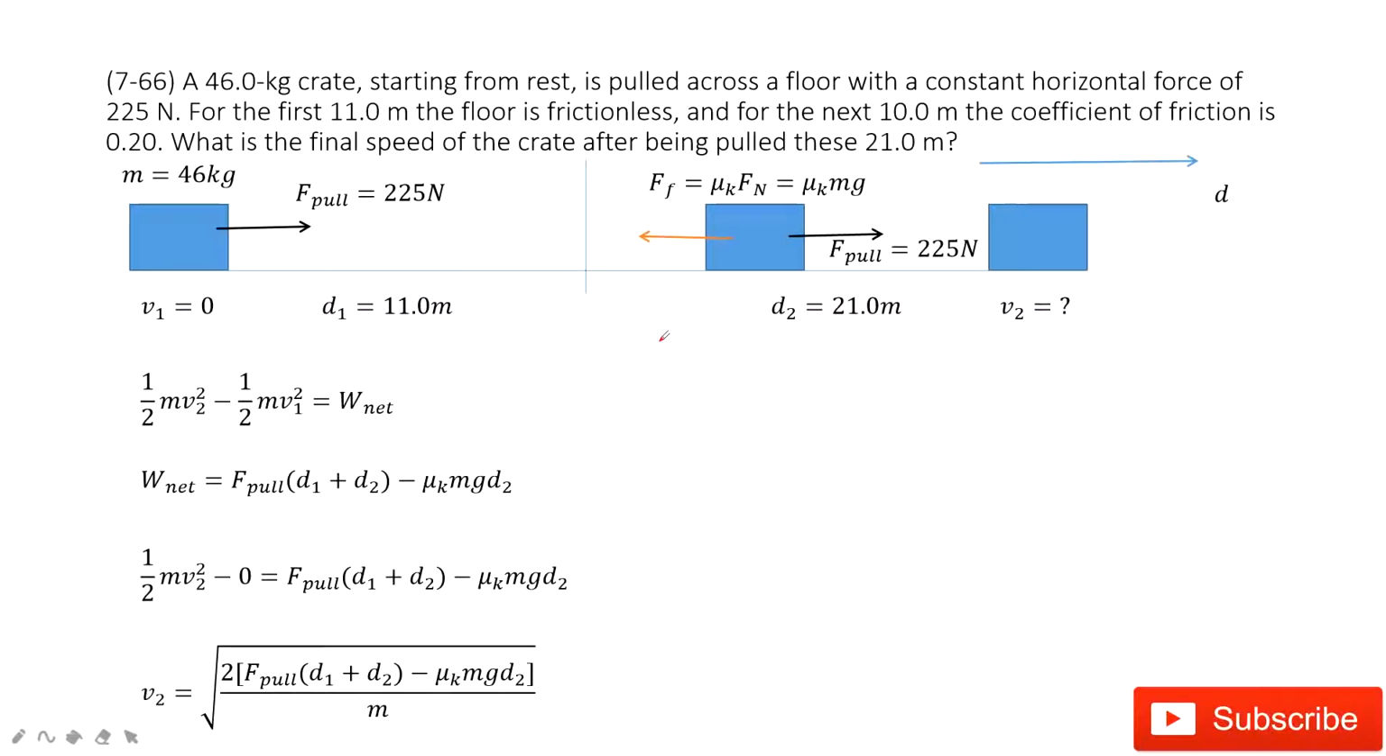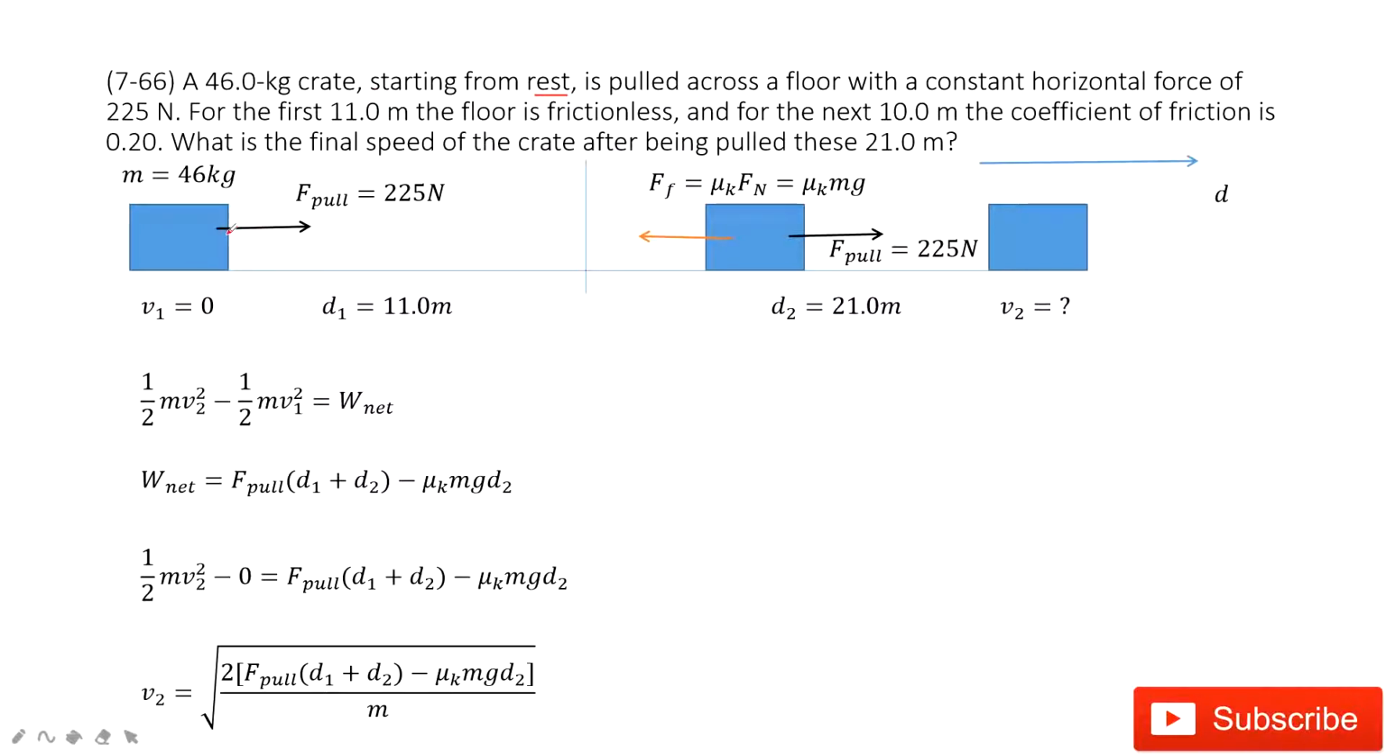Let's look at problem 66 at chapter 7. This chapter talks about work and energy. And now there is a box, and we see what happens. You can see the mass of the box is given, and we know the initial velocity is 0 because it starts from rest. And then there is a force acting on it.